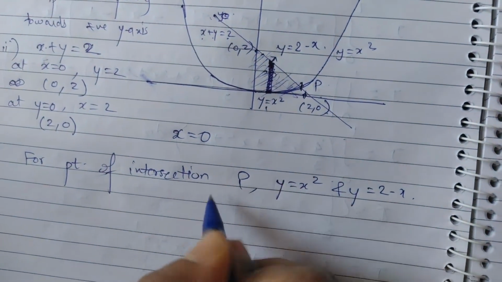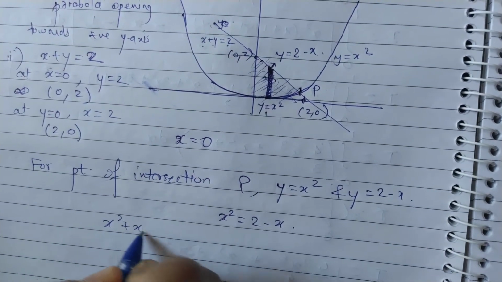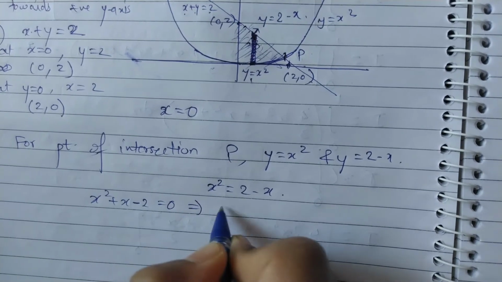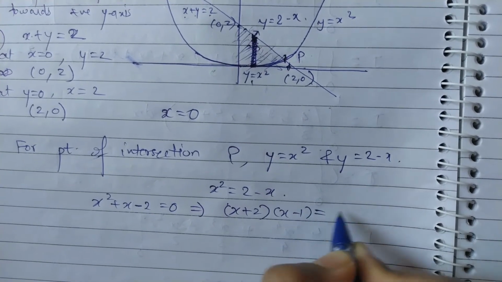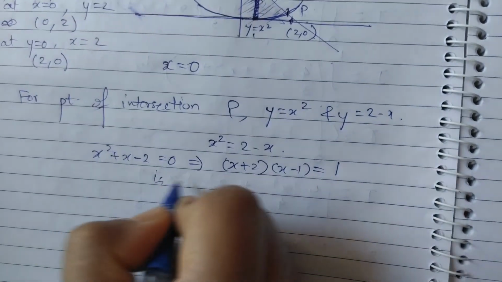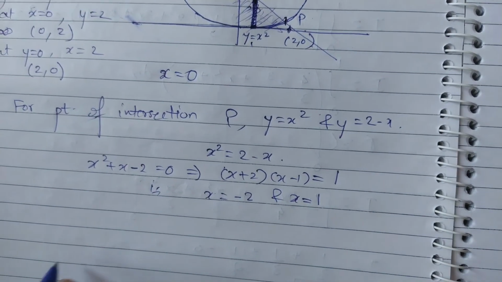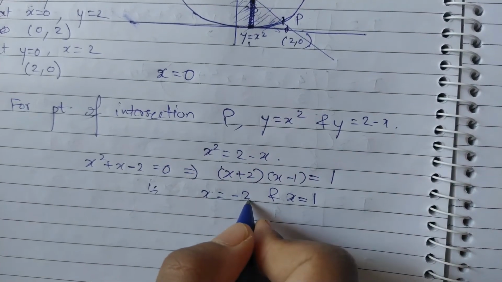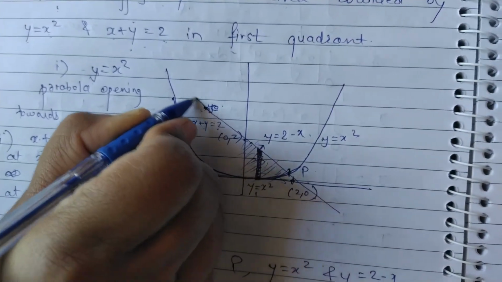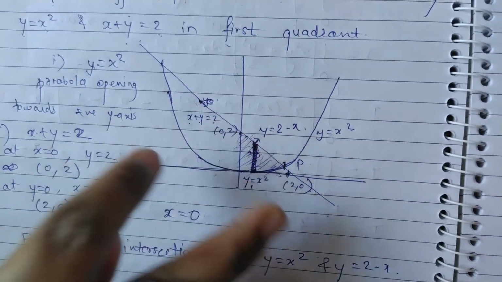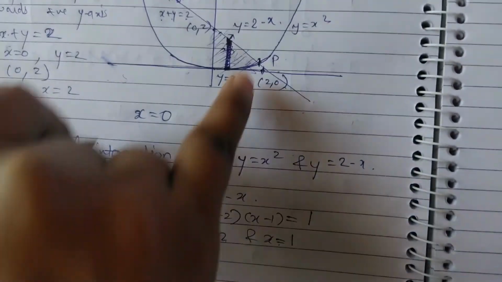So comparing this value, you will have x square equal to 2 minus x, that is x square plus x minus 2 equal to 0. Factorize it, this is a quadratic equation. So this is x plus 2, x minus 1 equal to 0, that is x equal to minus 2 and x equal to 1. Now see, we have got 2 points. If you extend this line, the line and parabola intersect in these 2 points. So this minus 2 belongs over here and this 1 is here.